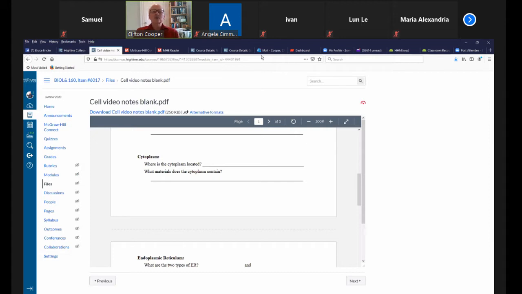And this one's hard to pronounce. Endoplasmic reticulum. You will very quickly get in the habit of calling it ER. Everyone else does, so that's okay.